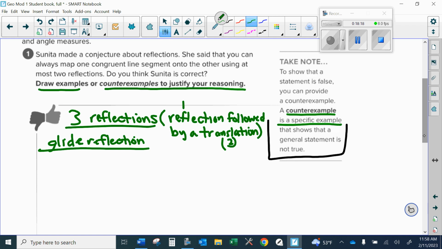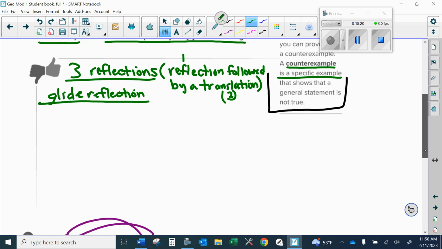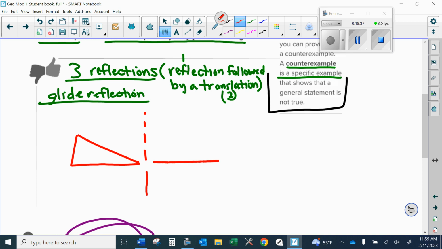Okay, so an example of that would be, let's say I take this triangle right here, okay, and I have a line of reflection right there, reflect across that line. So it goes like this, here, okay. Let's just say it looked good, it's the same size and shape right there.